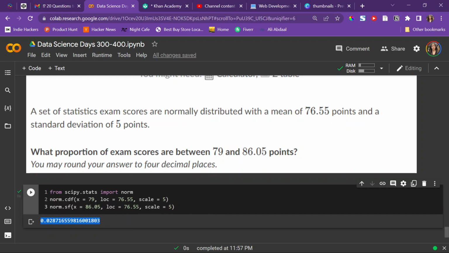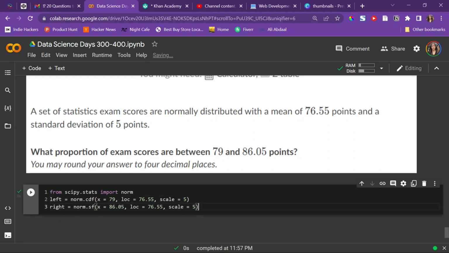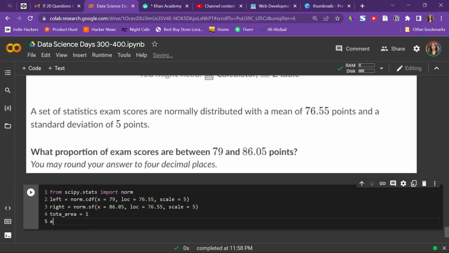So if I know that the total area is 1, right, then all I have to do is add these two together and subtract that value from 1, and then I get the area in between the 2 points. And so this is the area to the left, and this is the area to the right. And this over here is the total area, which is equal to 1. And then the area between the 2 points is equal to the total area minus the area to the left plus the area to the right.